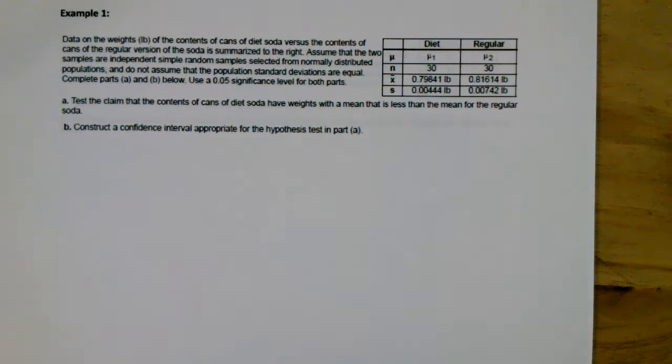In part A, we want to test the claim that the contents of cans of diet soda have weights with a mean that is less than the mean for the regular soda. And then part B is to construct a confidence interval appropriate for the hypothesis test in part A. Okay, so we're going to go through that 8-step procedure that we went through on previous videos.